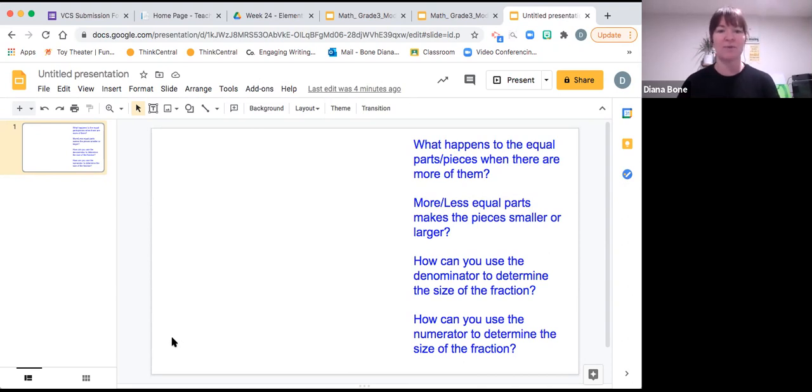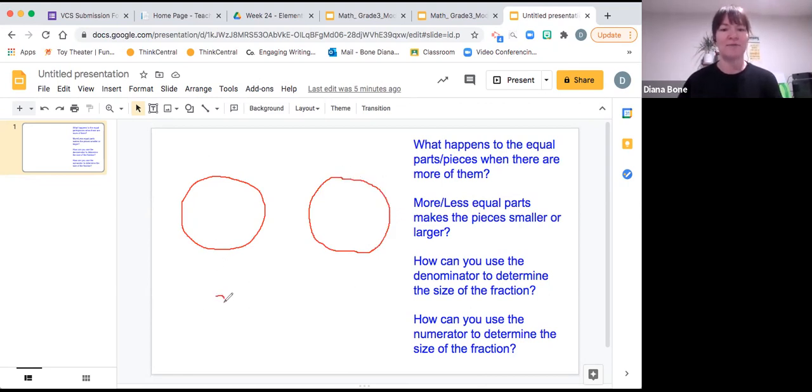I'm not going to do a number line to demonstrate this. I'm going to do what we all love, pizzas. I'm going to draw 2 pizzas here. And I am going to make the denominator 2 for one of those pizzas, halves, and make the denominator 4 for the other pizza, fourths, right?